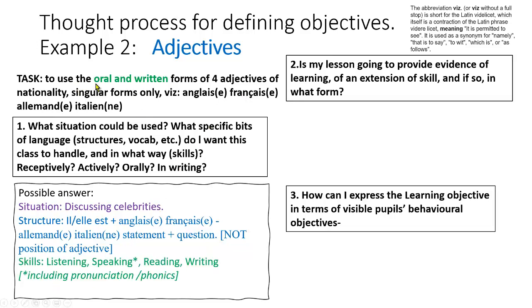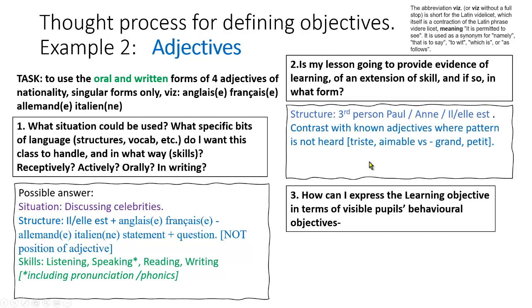And the listening here, because it says it's oral and written forms, then you're aware that if you want the oral form, you've got to have the listening and the speaking. If it's written, you need both reading and writing. And whenever I put in speaking, I always implicitly mean it includes pronunciation and phonics. So don't make a distinction of that, but some people might. So what about the extension of skill or the learning?